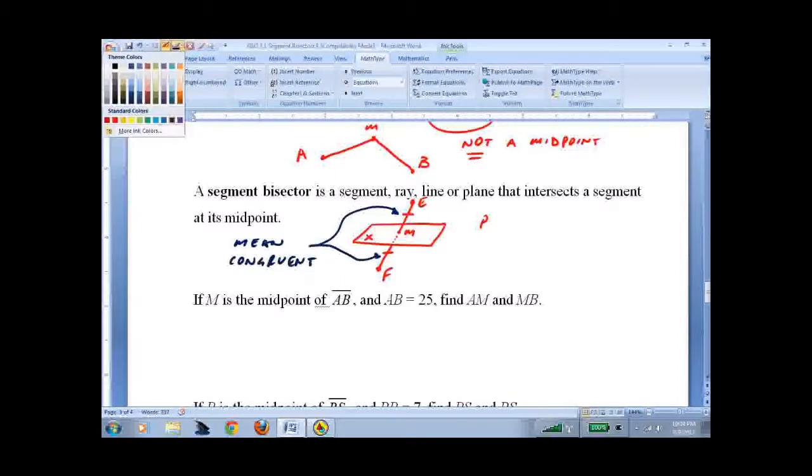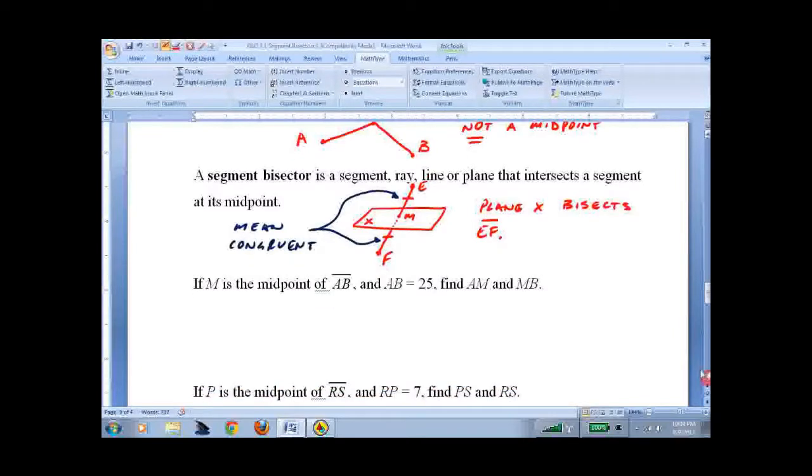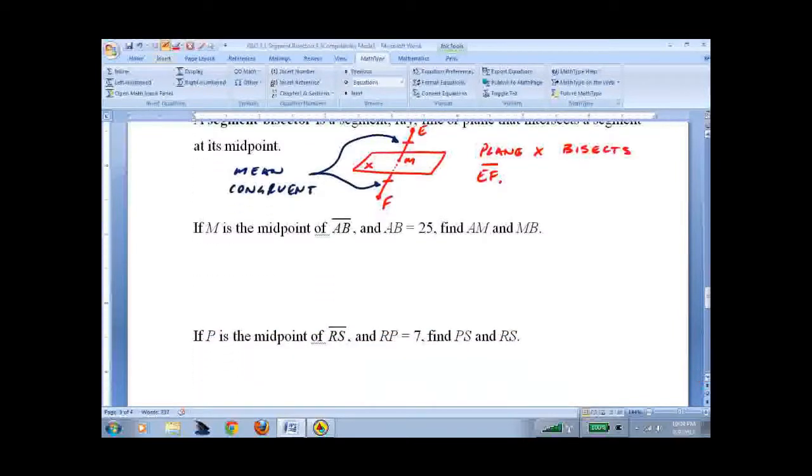So we would say plane X bisects, breaks in half, bisects, cuts in half, segment EF. We don't have to write segment, we just do this. This gives us lots of problems with math to work on.